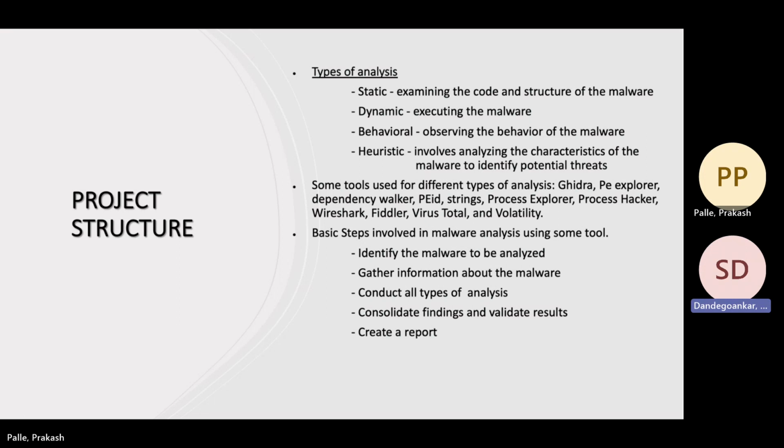So what are the steps involved in malware analysis? First, we need to identify what type of malware it is: is it a Trojan or a virus or a ransomware, etc. Then we must gather some information about the malware, like its characteristics and functionalities. Then we need to conduct all the analysis mentioned above: static, dynamic, behavioral, and heuristic. Then we have to consolidate the findings. We need to compare each and every analysis and each and every tool, validate the result, and make a report of it.